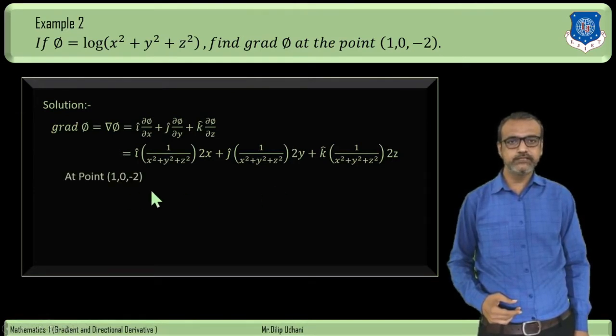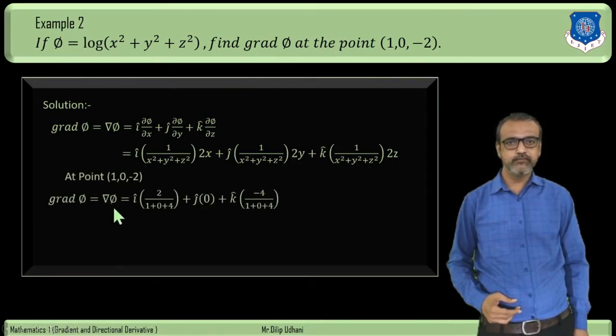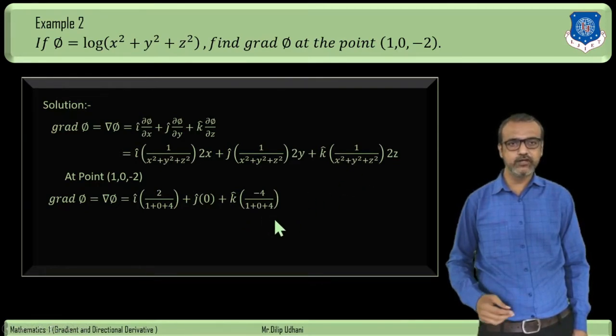So at point 1, 0, minus 2, grad phi that is equals to nabla phi equals to i, replacing x by 1. So 2 into 1 it is 2 divided by 1 square is 1, 0 square is 0, minus 2 square is 4. Then after j cap, and if you will replace y by 0, so this whole term will become 0. Then after plus k cap, replacing z by minus 2. So 2 into minus 2 that is minus 4 and divide by 1 square is 1, 0 square is 0 and minus 2 square is 4.